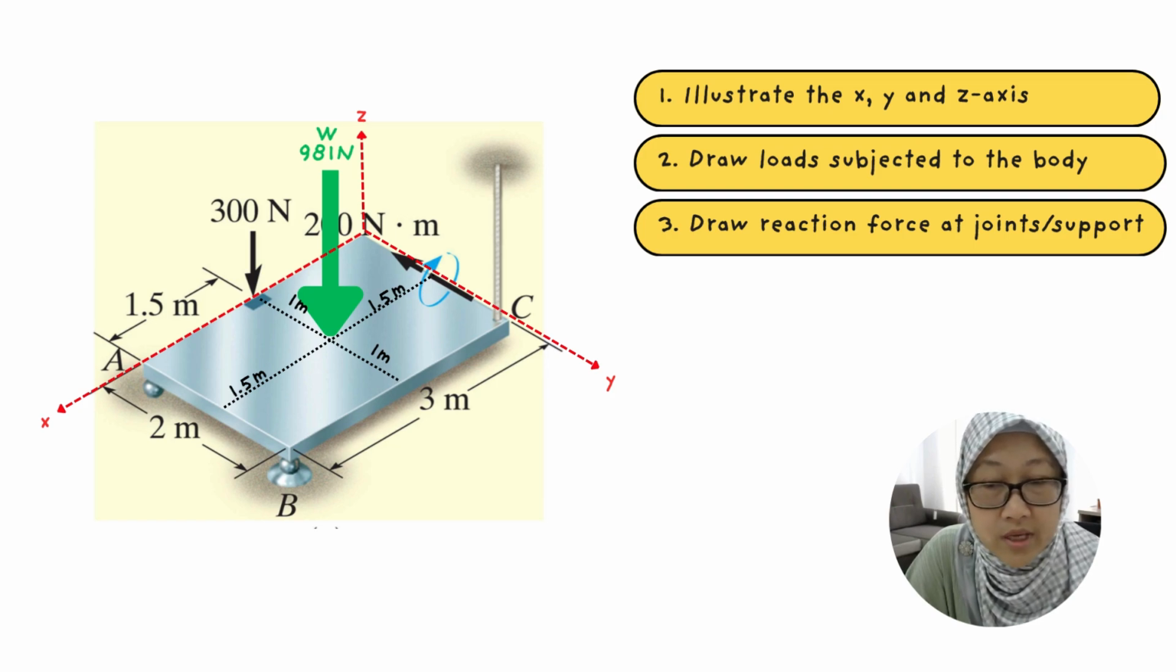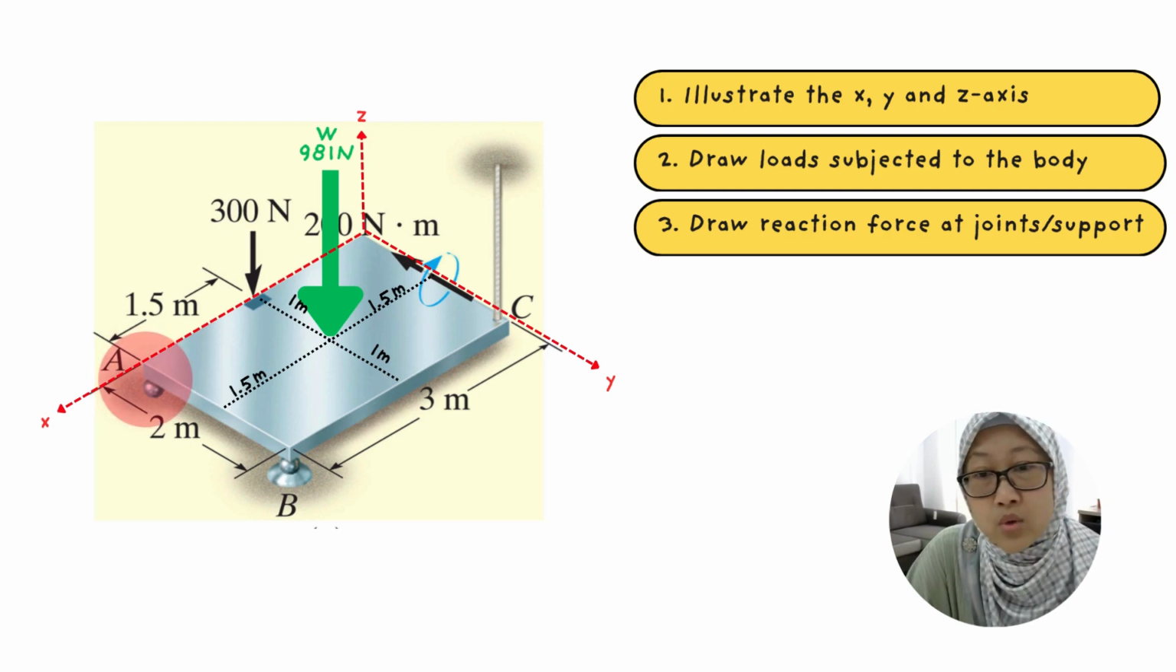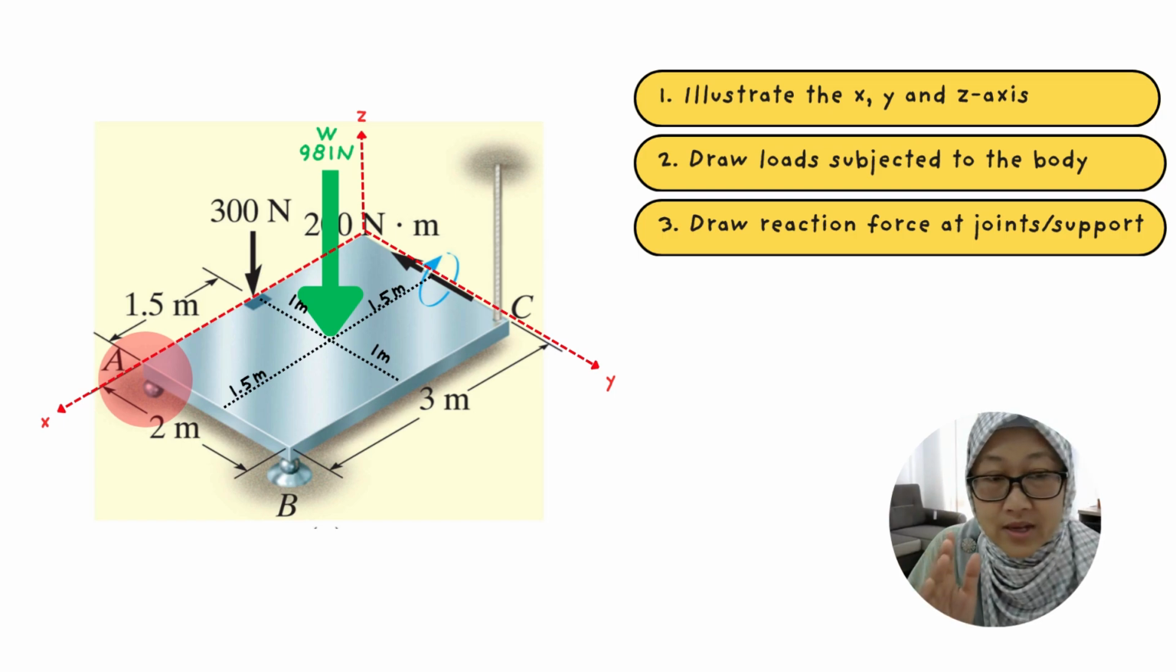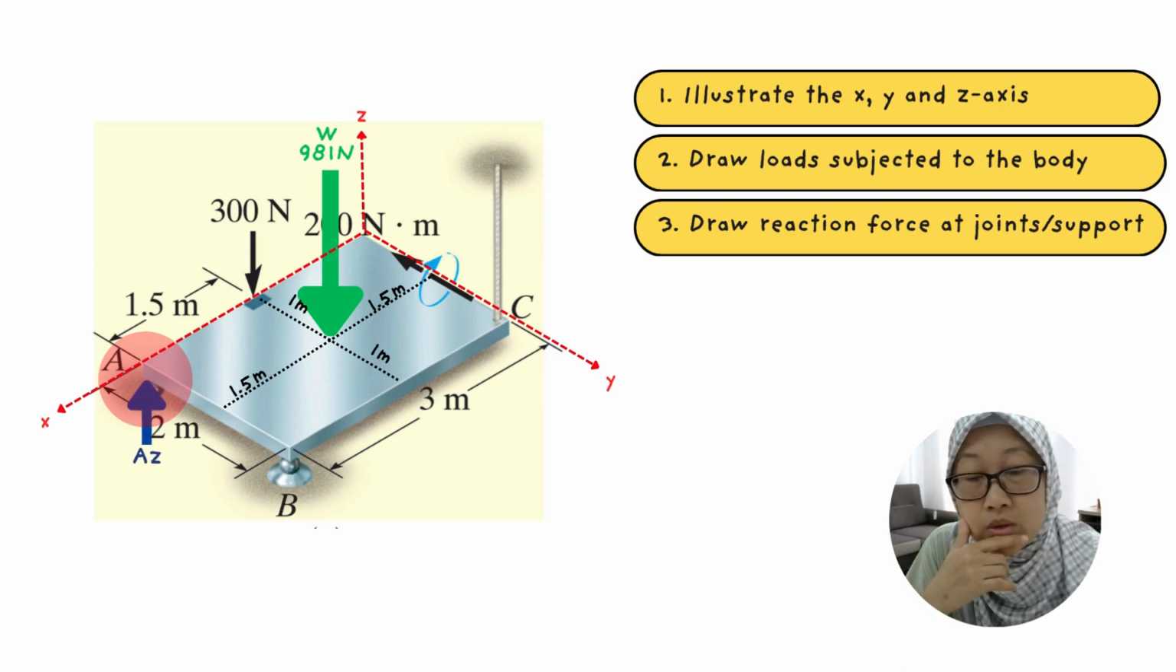supports and joints. Looking at point A, you have a roller kind of joint. This roller is only constrained in the direction of the z-axis. Therefore, there is a reaction force in the z direction. We are going to call it Az.